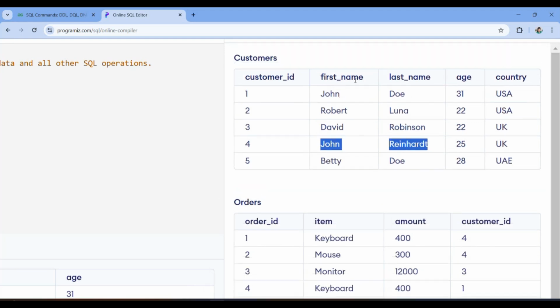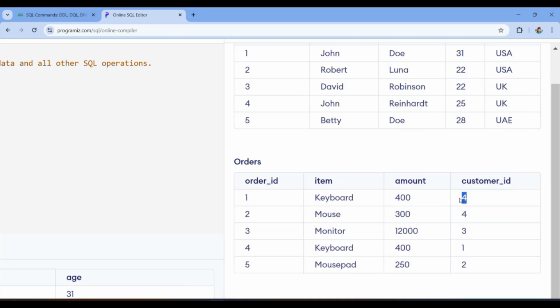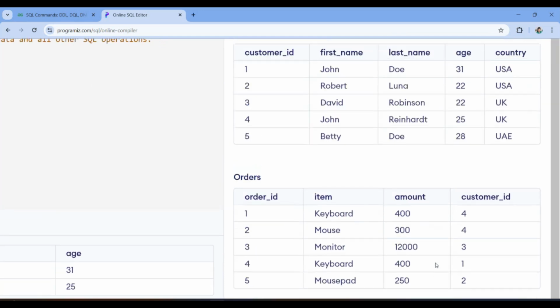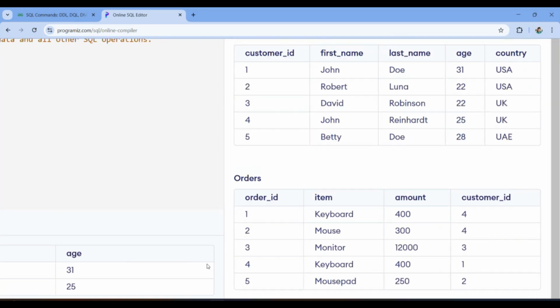Why? Because the first one is customer ID 4. That means John Reinhardt should be here. The second one also is 4, so this one also should be John Reinhardt. This one is 3, so David Robinson should be here. This one should have John Doe. The second one should have Robert Luna, right? Betty Doe is not even coming. So I cannot just copy paste it in here. There should be some logic in copy pasting it also.